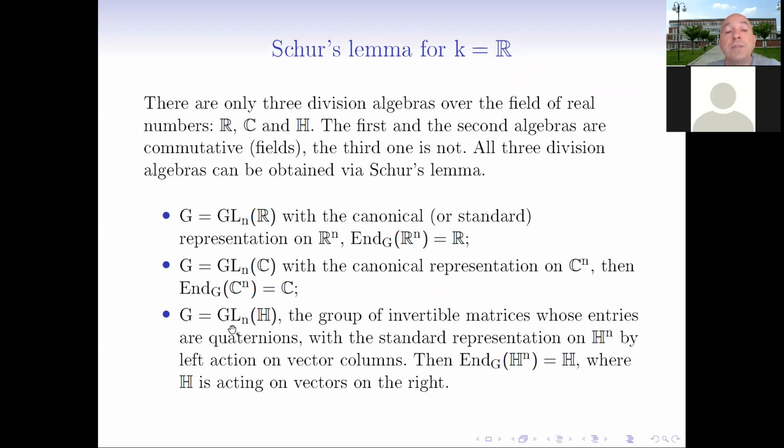And now if you take G equals GLn(H), where H is quaternions, this is a group of invertible matrices whose entries are quaternions, it's still a group. Then it acts in the standard way on columns whose entries are elements of H. But on the other hand, H is acting on the right on the same columns. And this action on the right gives all endomorphisms over G of Hn. And we obtain H now. So using Schur's lemma for K equals R, we can obtain, as particular examples, all possible division algebras, R, C, and H.